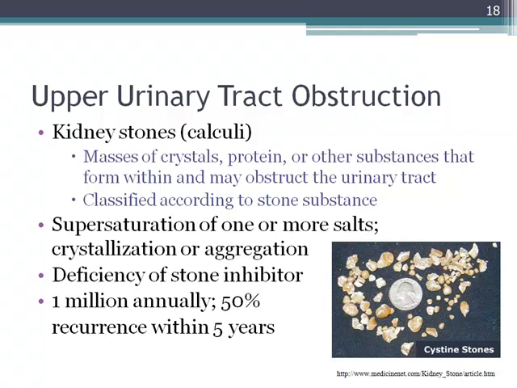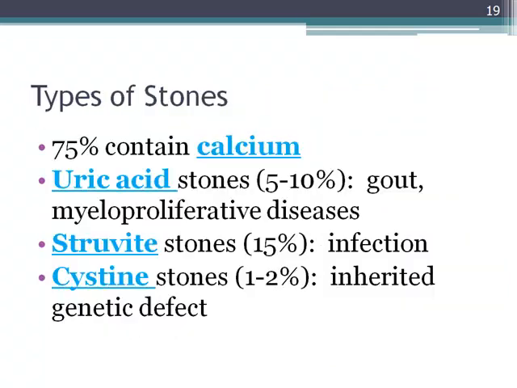So normally we have things in our body that inhibit stones from forming, but if we're deficient in those, then stones could form. About 1 million people annually get stones, and there's a 50% recurrence rate within 5 years. So once you get stones, there's a high chance that they're coming back, which is not a good thought for people that have had stones. Most of them contain calcium. There are also uric acid stones that we see especially in cancers and in people with gout. Struvite stones are associated with infection, and cystine stones are a particular inherited defect that happens.